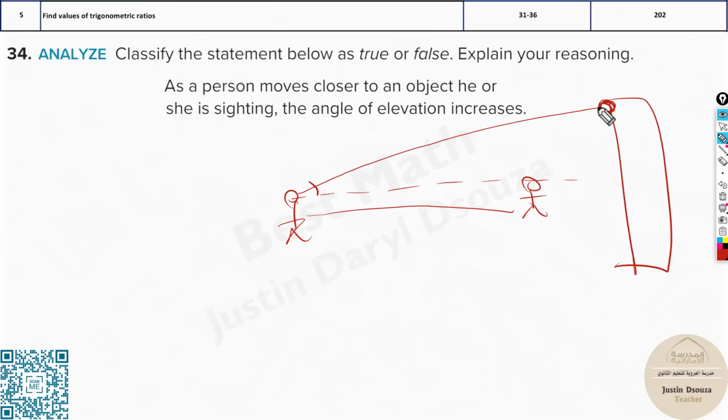Here it looks like it's about 30 degrees. Now look, am I drawing the same line? No, it goes up. This is about 45 degrees. If I go very close, it's nearly 90 degrees. If I'm just below that point, it'll be 90 degrees. So what is happening? As you move closer to an object, the object becomes bigger and bigger, and you can see the angle of elevation always increases. So this is true. As you walk towards any object, it becomes bigger and the angle of elevation increases.